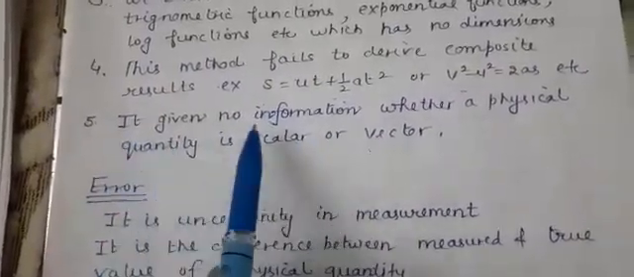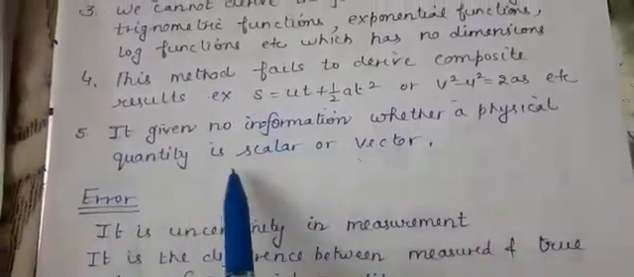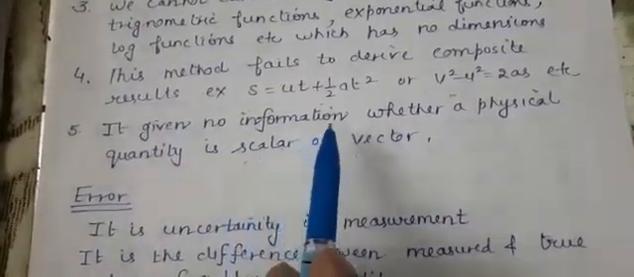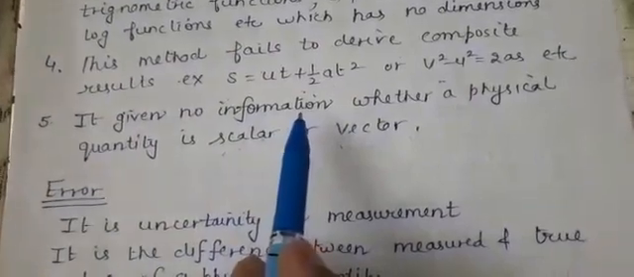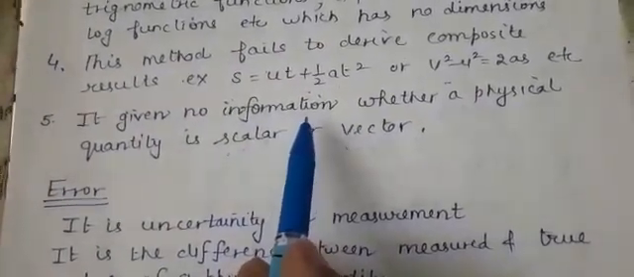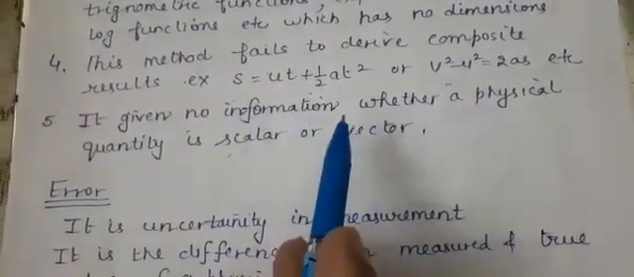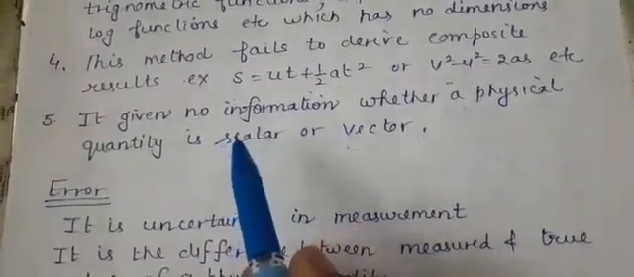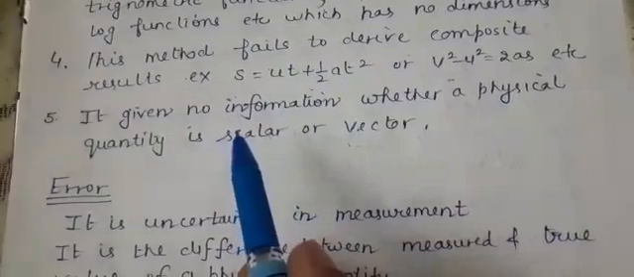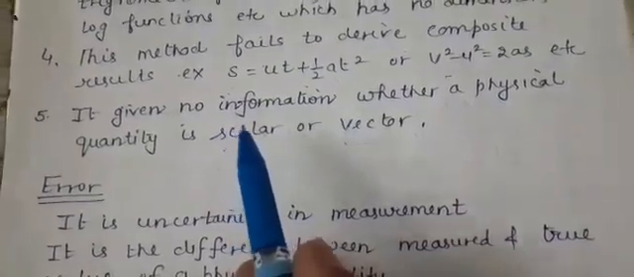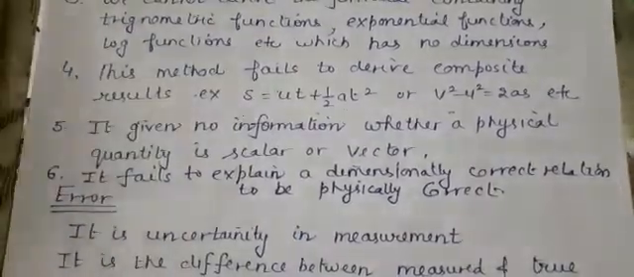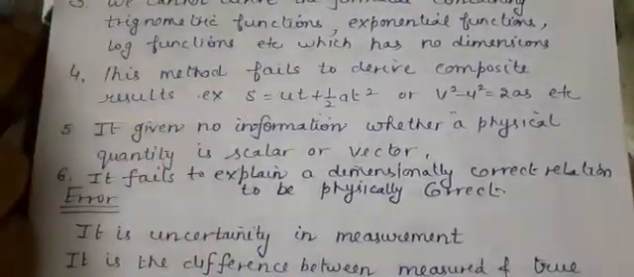Next is, it gives no information whether a physical quantity we are deriving is scalar or vector. As you know the concept of scalar or vector quantities, but dimensional analysis will not give you any information whether force is a vector or work is a scalar quantity. This you will study later on, but dimensional analysis fails to give such information. So these are 6 limitations.